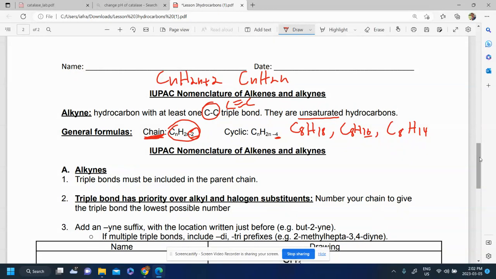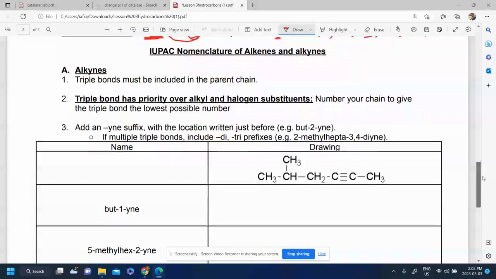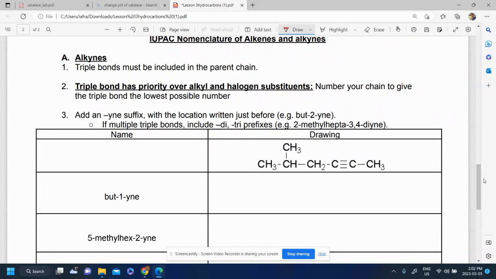So how do we name alkynes? Essentially the same rules as alkenes. The main difference, though, is that the ending has to be yne instead of ene, and that's about it. So let's take a look at an example here. We have a molecule given to us. We have to figure out its name. So we're going to count in a way that prioritizes the triple bond having a smaller number, which means we're going to go from right to left.